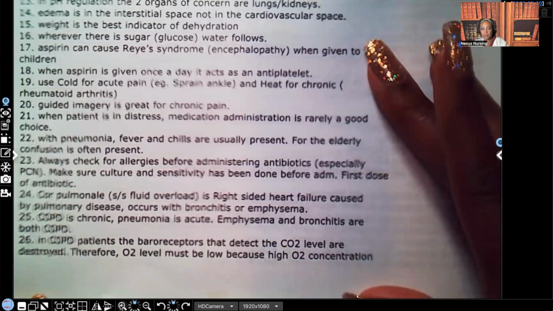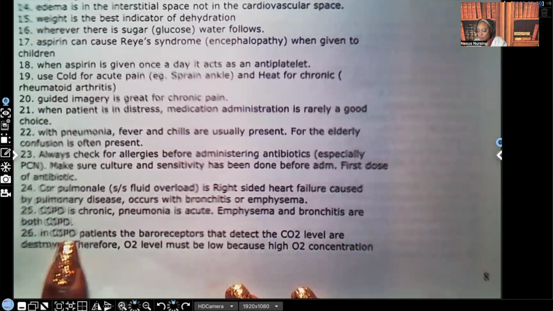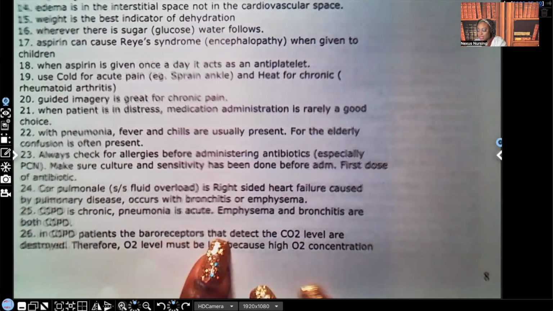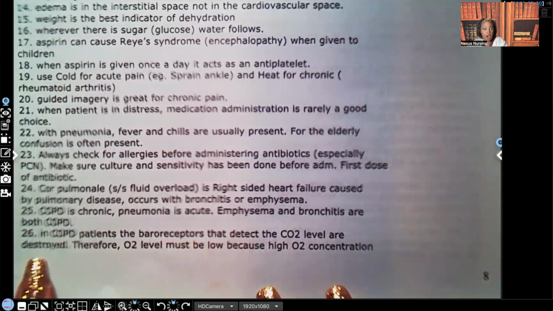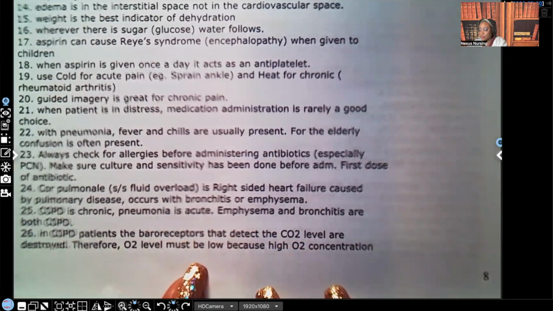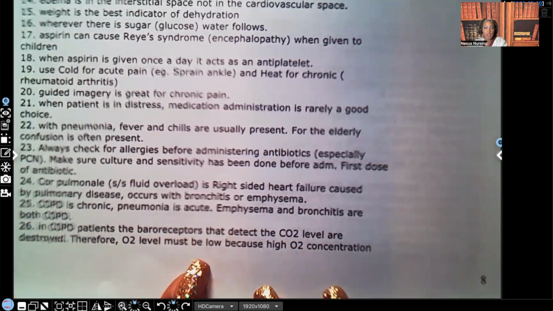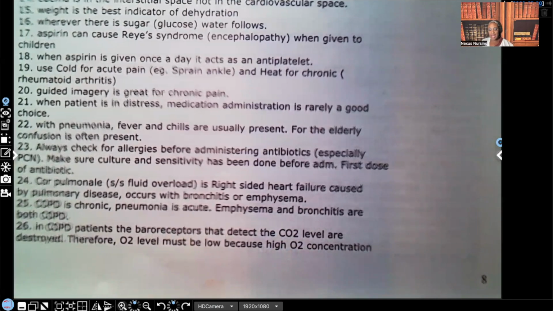26. In COPD, the baroreceptors that detect CO2 levels are destroyed. Therefore, oxygen levels must be low because of the high CO2 concentration. Now, with this being said, guys, I know recent studies have come out and shown that it's not absolutely necessary that we have COPD patients on very low oxygen, such as 2 liters. But guys, until NCLEX changes, you better go by what they want for you if you want to pass.